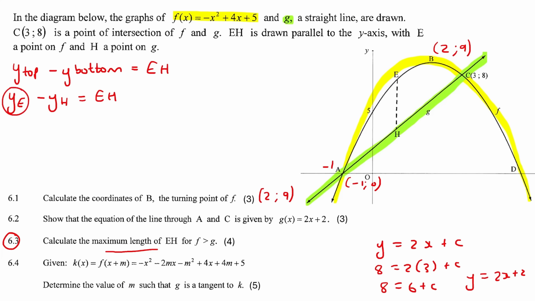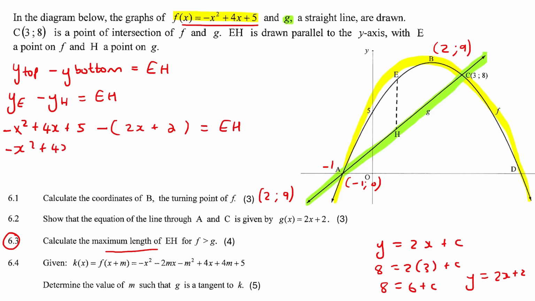So the y value of point E is on this yellow graph, so we're going to replace the y value with the graph's equation: minus x squared plus 4x minus. Now the point H is on the green line, and we now know the green equation, but you must put it in brackets whenever you are subtracting, and that's going to give us the length of EH. And so we're just going to simplify a little bit now. That minus goes into both to become negative. We're not going to put 0 here.